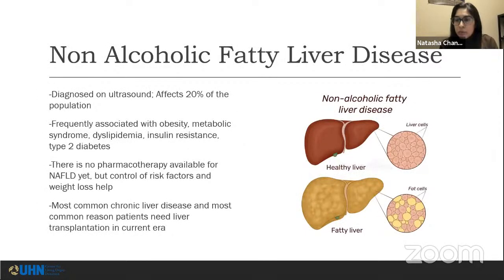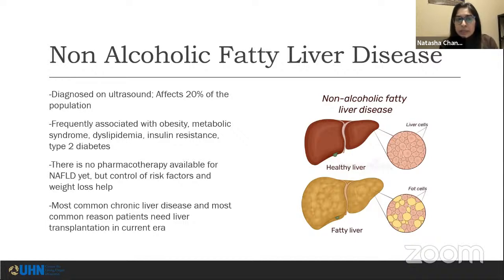I now want to talk a little bit further about non-alcoholic fatty liver disease. This disease is diagnosed on a sonogram. Fat looks white on an ultrasound, so that's how it would be identified. And this disease, based on population studies in North America, affects approximately 1 in 5 adults. And unfortunately, it is also very prevalent among children and adolescents, primarily because of the obesity epidemic.